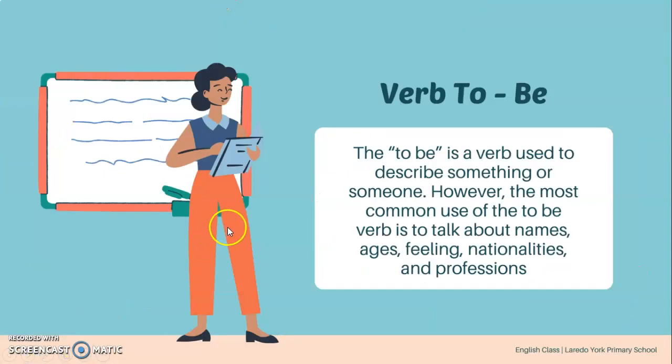Alright, the verb to be. What is the usage, what's the meaning? So the verb to be is a verb used to describe something or someone, right? However, the most common use of the verb to be is to talk about names, ages, feelings, nationalities, and professions. So we are going to start today learning from the very basic part, okay? That is going to be about names and ages, okay? How to use it with those, okay, guys? Great, so let's start.